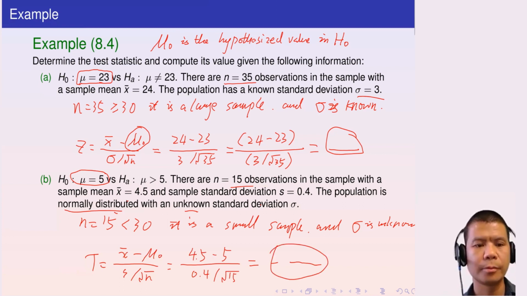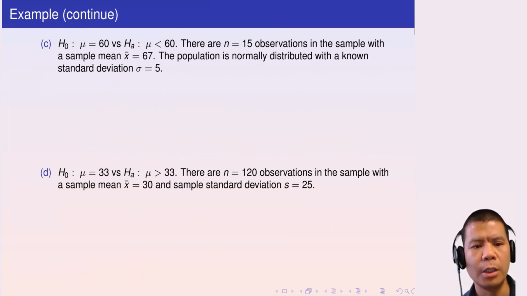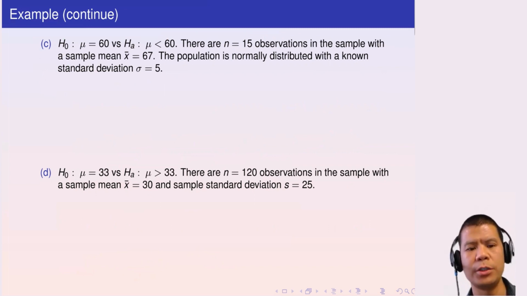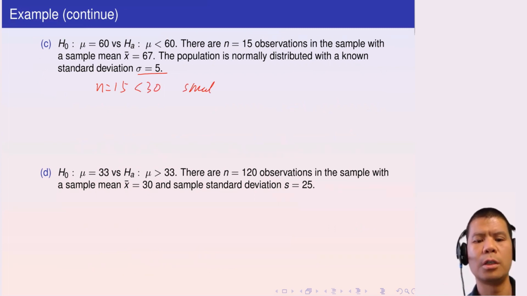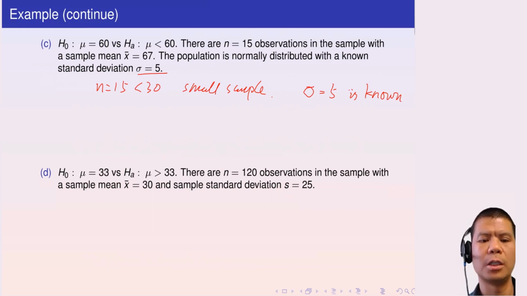Okay. C. The null is mu is 60. Alternative mu is less than 60. 15 observations, sample mean, and population normally distributed with a known standard deviation. So very good. N is 15, less than 30, so small sample. And the sigma equals 5 is known.